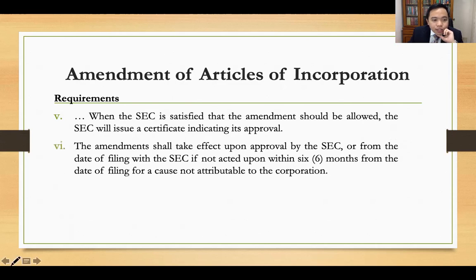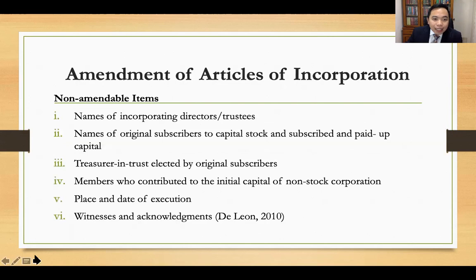Okay, now requirements. When the SEC is satisfied that the amendment should be allowed, then the SEC will issue a certificate of amended articles of incorporation. Okay? So, when does the amendment take effect? It will take effect upon approval by the SEC, from the issuance of the certificate of the filing of amended articles of incorporation, or from the date of the filing with the SEC, if not acted upon within 6 months from the date of filing, for a cause not attributable to the corporation. That is self-explanatory. I leave that to you.